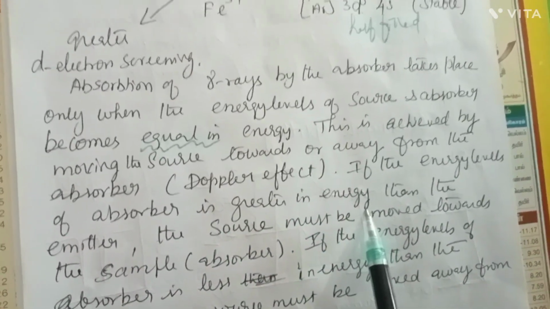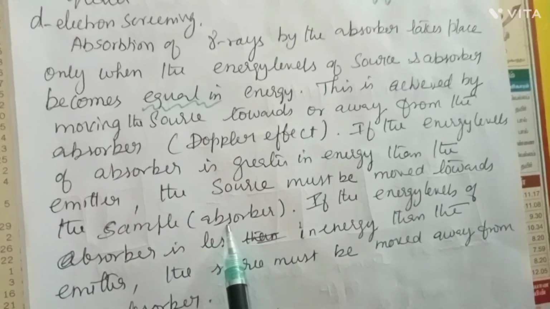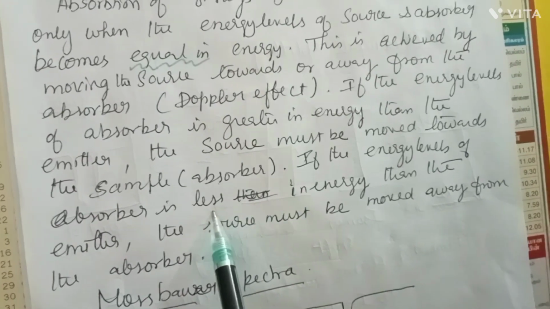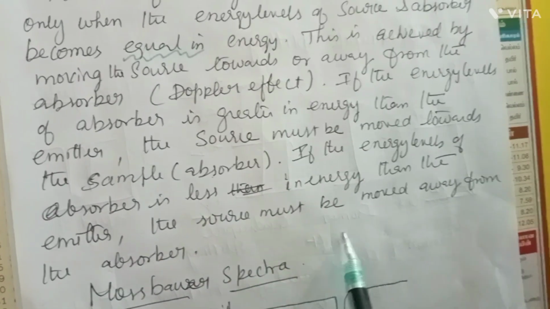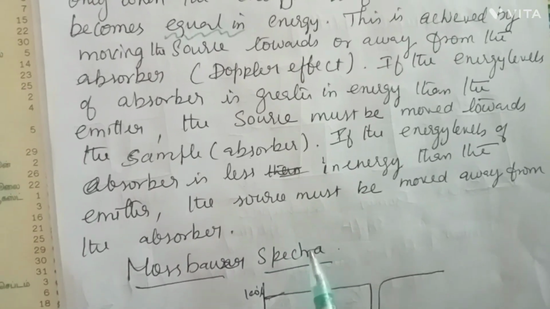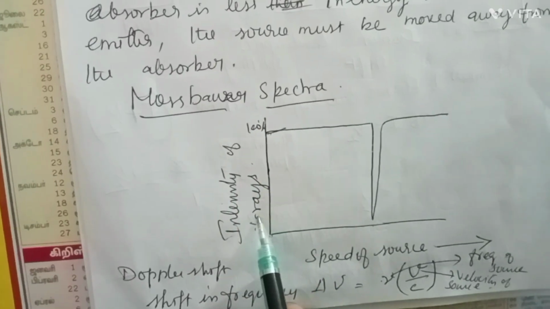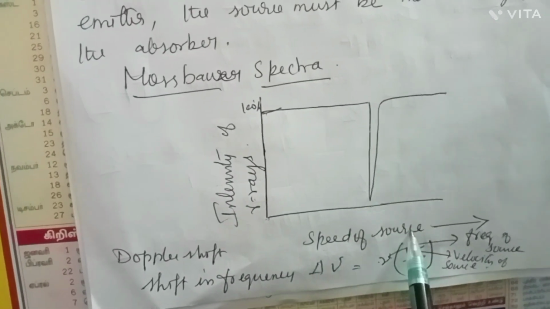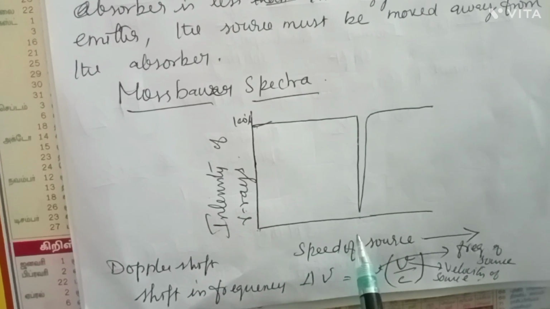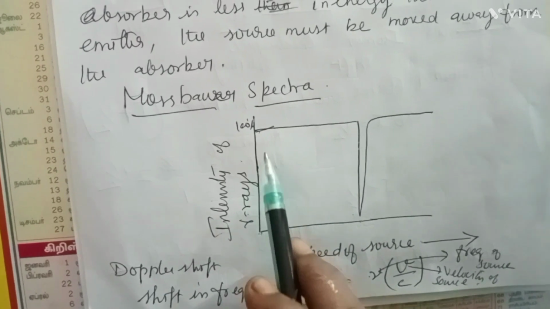If the energy level of the absorber is greater in energy than that of the emitter, then the source must be moved towards the sample. If the energy level of the absorber is less in energy than the emitter, then the source must be moved away from the absorber. So by means of the Doppler effect we can match the energy and then resonance can take place. So the Mossbauer spectrum looks like this.